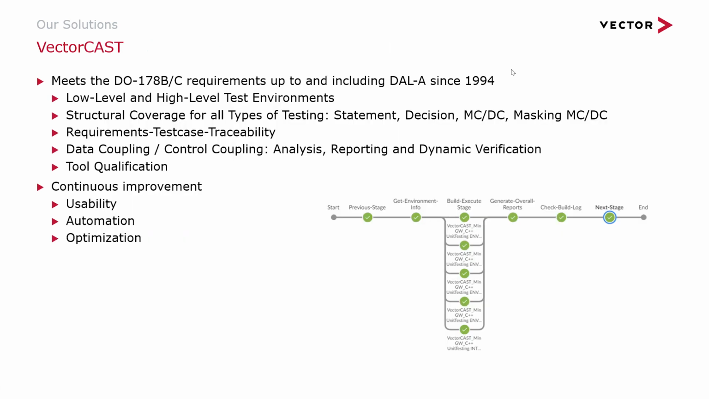There are some points as required by DO-178, which we can fulfill with VectorCAST. We can help with low-level and high-level test cases, as I said. We can automatically build unit test environments and software integration test environments. We can help with measuring coverage in all types of testing, in unit, integration and system level testing. We can measure statement coverage, decision coverage, MCDC and masking MCDC coverage.